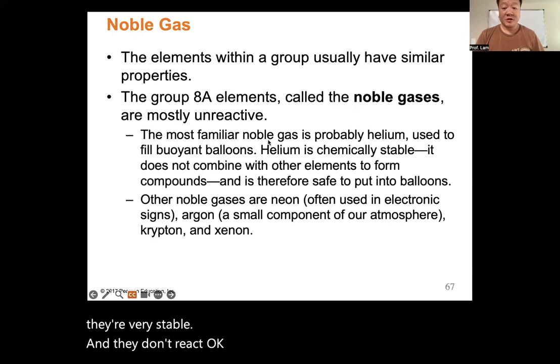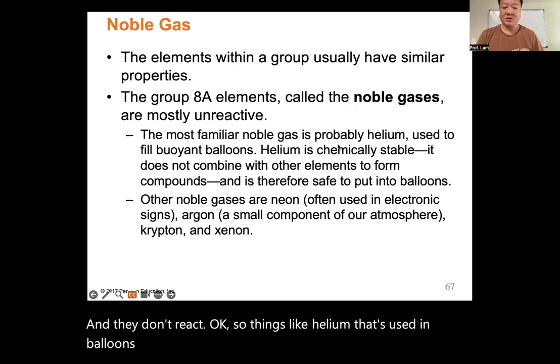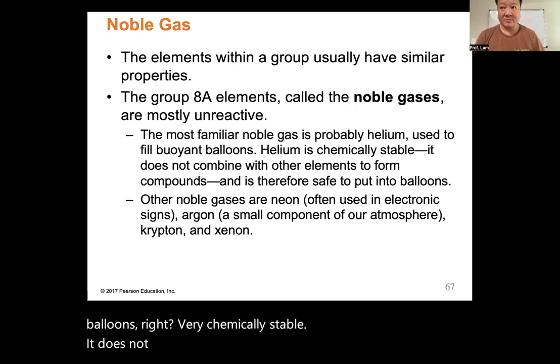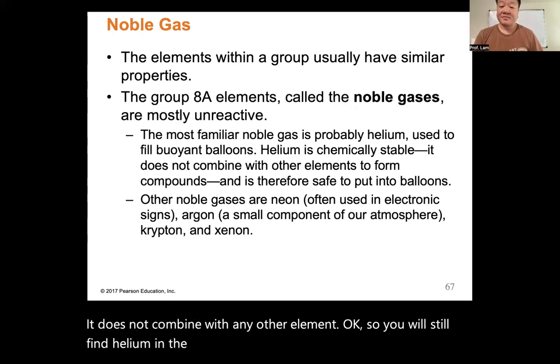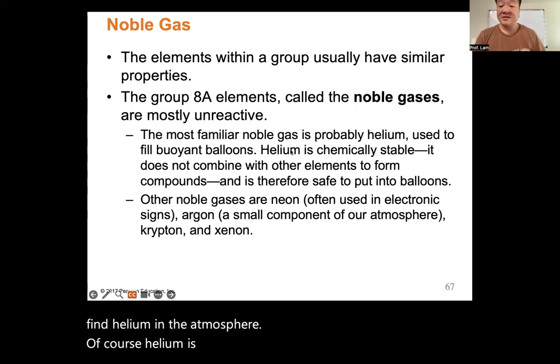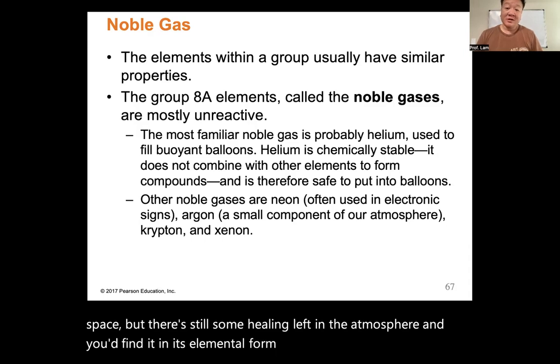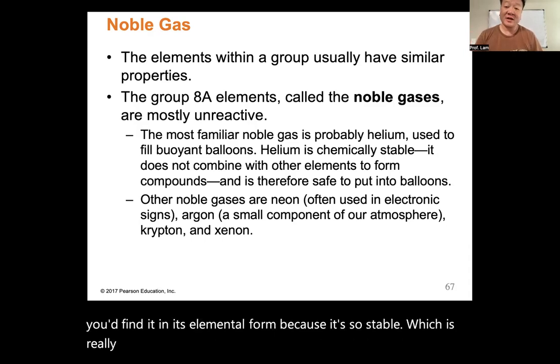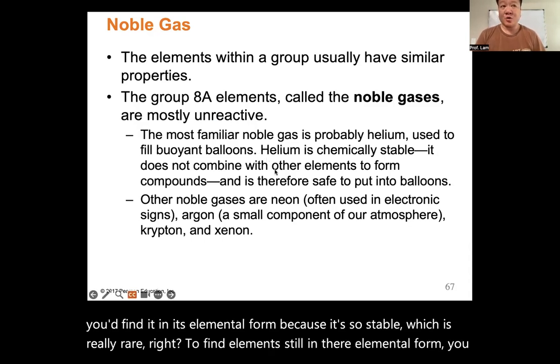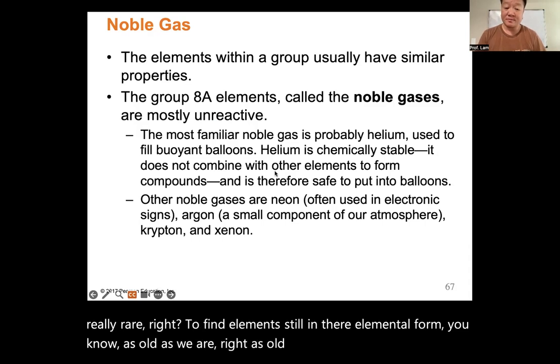So things like helium, that's used in balloons, right? Very chemically stable. It does not combine with any other element. So you will still find helium in the atmosphere. Of course, helium's really light, so it's constantly being lost to space, but there's still some helium left in the atmosphere. And you'd find it in its elemental form because it's so stable, which is really rare, right? To find elements still in their elemental form, as old as the Earth is now.